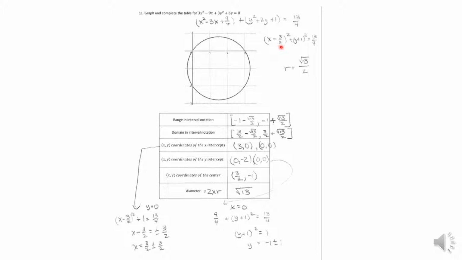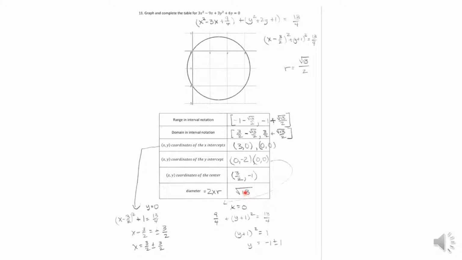X minus 3/2 whole squared, y plus 1 whole squared is r squared. So r is this. That means that the diameter is 2 times r, or square root of 13. And the center is going to be at 3/2 comma minus 1. And so to find the range, we're going to go from minus 1 up to the top and to the bottom, and so we'll do that using the radius.